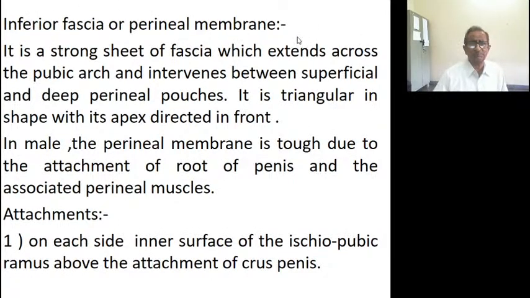Inferior fascia, or perineal membrane. It is a strong sheet of fascia which extends across the pubic arch and intervenes between the superficial and deep perineal pouches. It is triangular in shape, with its apex directed in front. In males, the perineal membrane is tough due to the attachment of the root of the penis and associated perineal muscles. Attachment: on each side, to the inner surface of the ischiopubic ramus above the attachment of the crus penis.